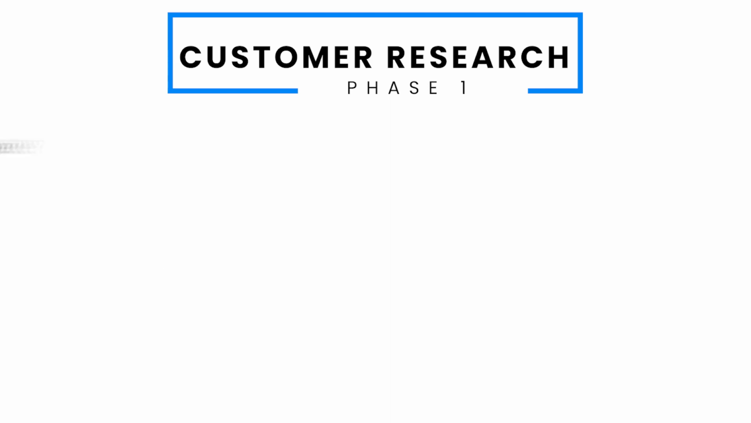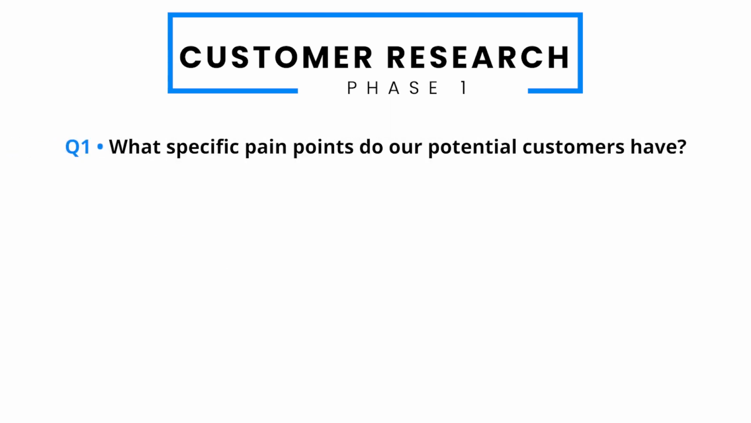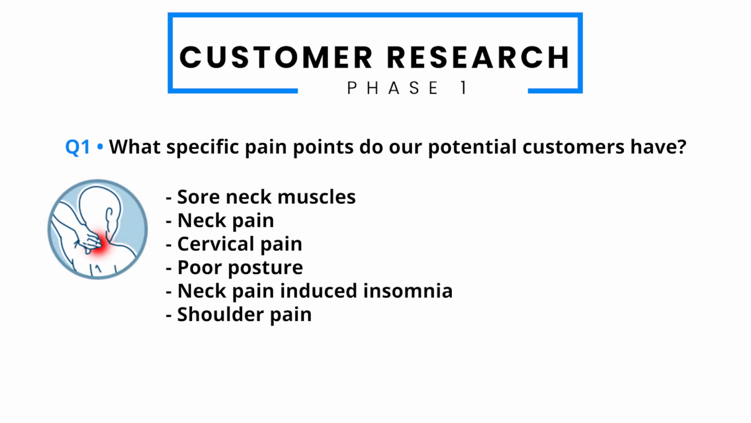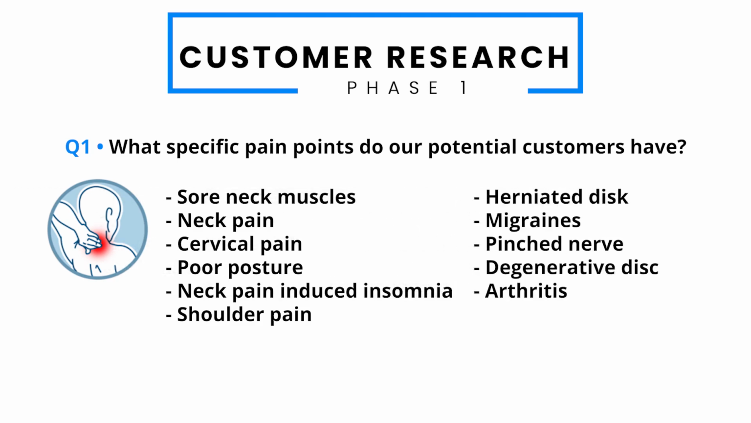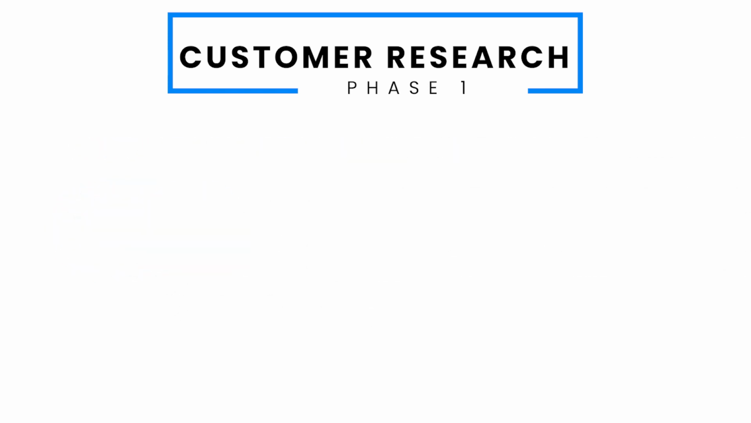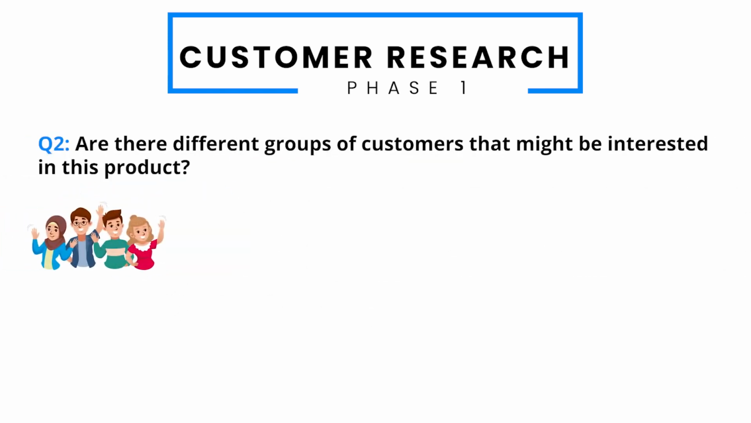So question number 1, what specific pain points do our potential customers have? Looking through the list of Amazon reviews, they're pretty easy to spot. Sore neck muscles, neck pain, cervical pain, poor posture, neck pain-induced insomnia, shoulder pain, herniated disc, migraines, pinched nerve, degenerative disc, and arthritis.